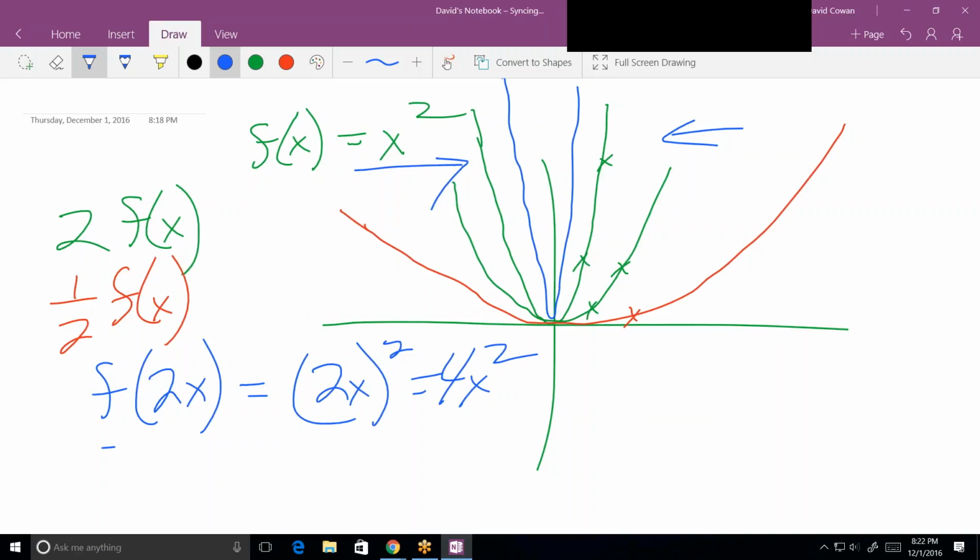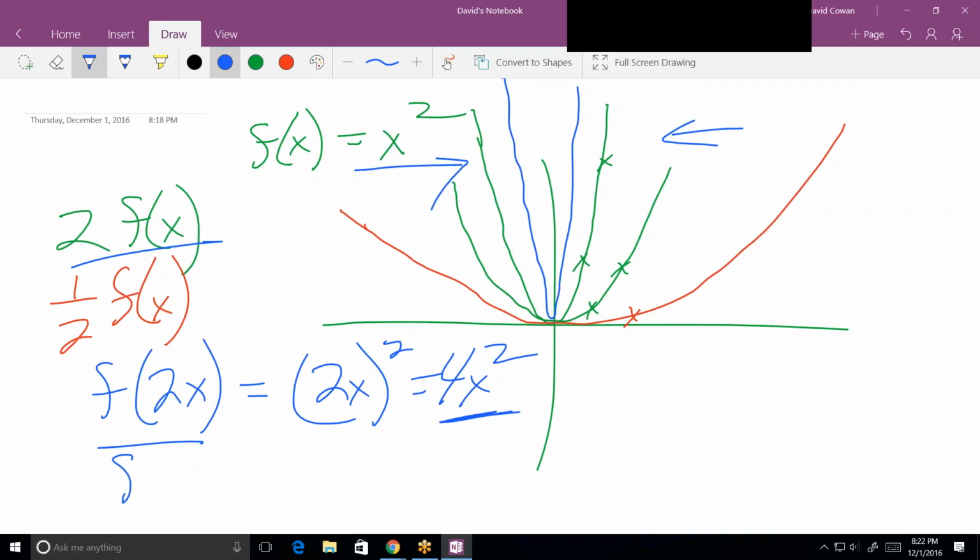Remember what we do when we take f of 2x is we substitute 2x for x in the parent function. So now we square all of it, and it becomes 4x squared, as opposed to 2f of x, which becomes 2x squared. But that's not as important as remembering that when you're inside the parentheses, numbers greater than 1 are shrinks horizontally. Numbers between 0 and 1 are stretches.